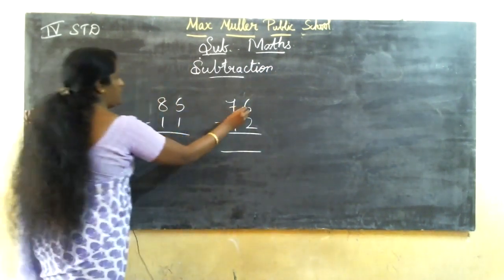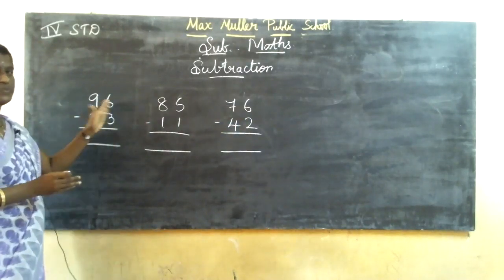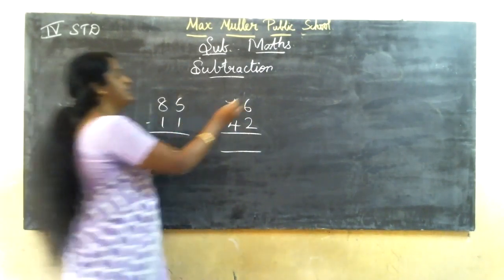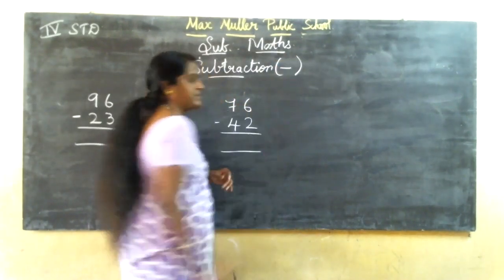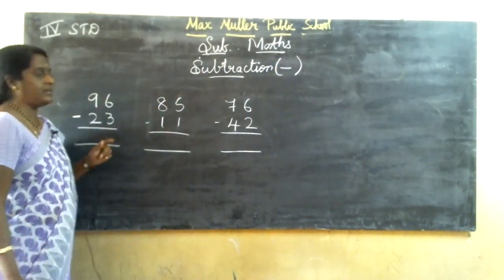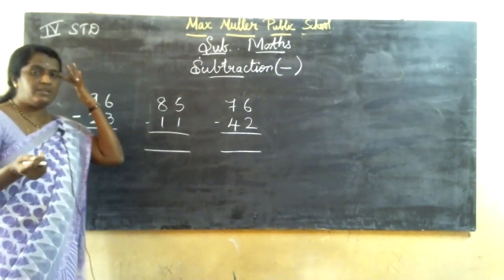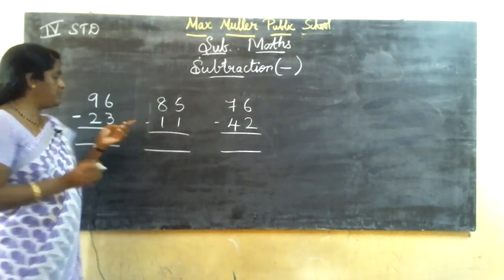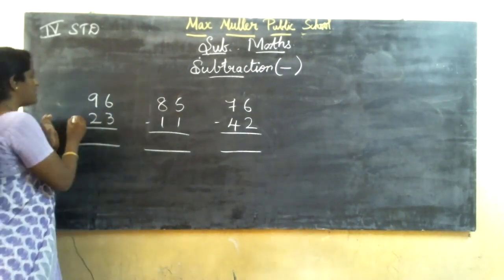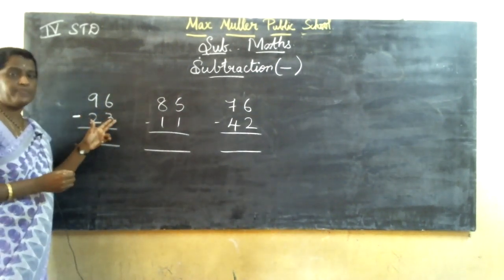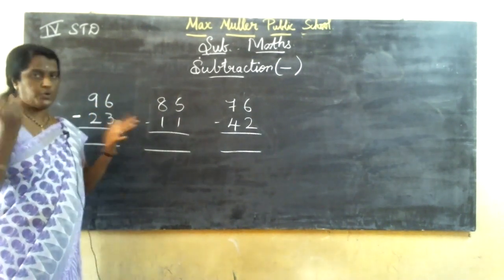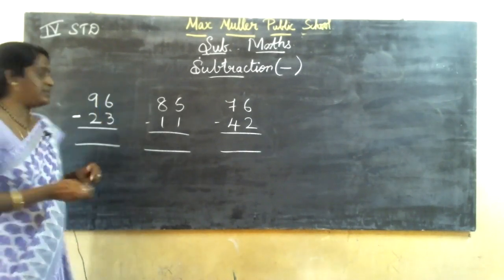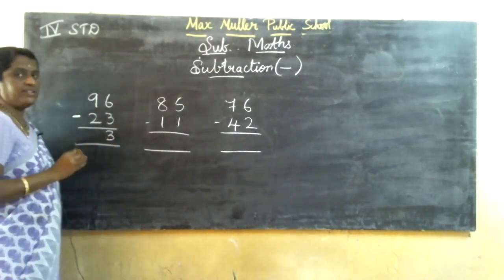Okay, children. As I told, you should start from the ones place. In addition, the symbol means plus. This is subtraction, minus. Subtraction symbol will be minus. So addition means 6 in the mind, 3 on my fingers: after 6, 7, 8, 9. You used to write 9. Here subtraction, 6 minus 3. How will you do? You are having 6 fingers, so cut 3 fingers. 1, 2, 3. So the answer is 3.